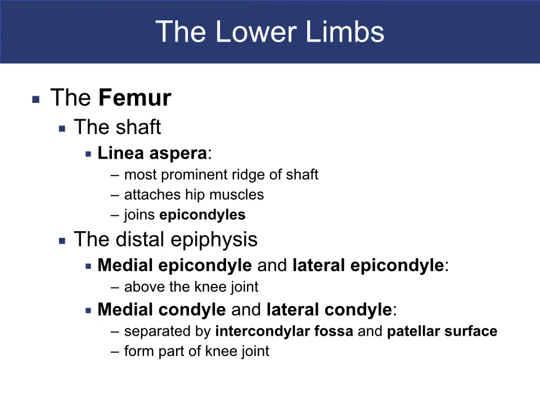The distal epiphysis has 2 condyles, 2 epicondyles, same as we had in the arm. Medial epicondyle and lateral epicondyle. So if you put your foot up there and you feel the big bulges right here on either side, that's what we're talking about. The medial and lateral epicondyles above the knee joint.